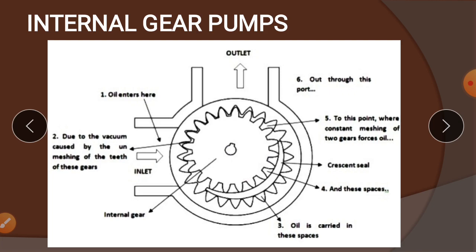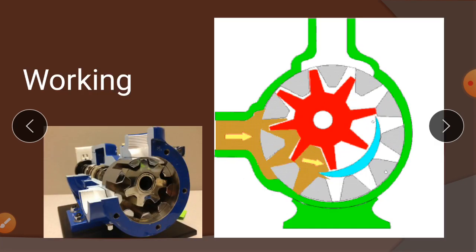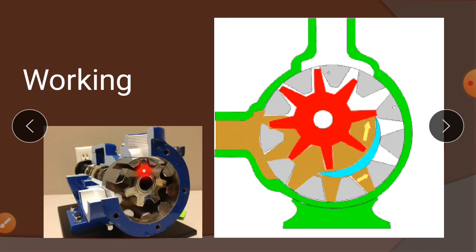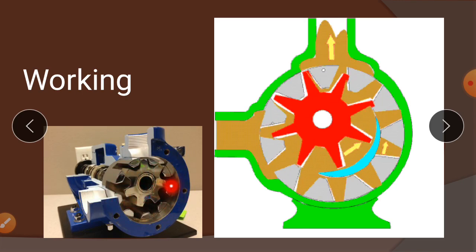As for uses, it is mainly used in chemical installations, such as chemical industries, to transmit chemicals from one point to another. If you want to transmit highly viscous fluids, it is also useful in this type of application. So these are the advantages and applications of the internal gear pump. You can see the working here. This is the actual model which is presented.